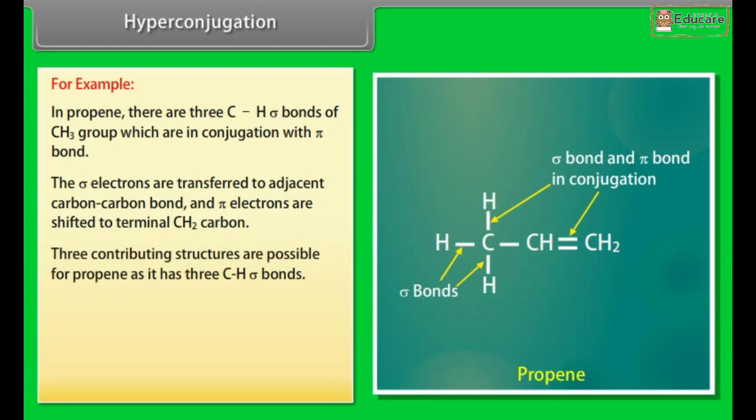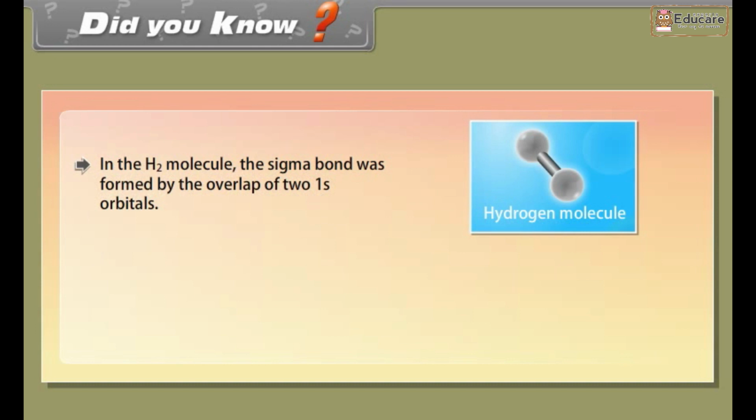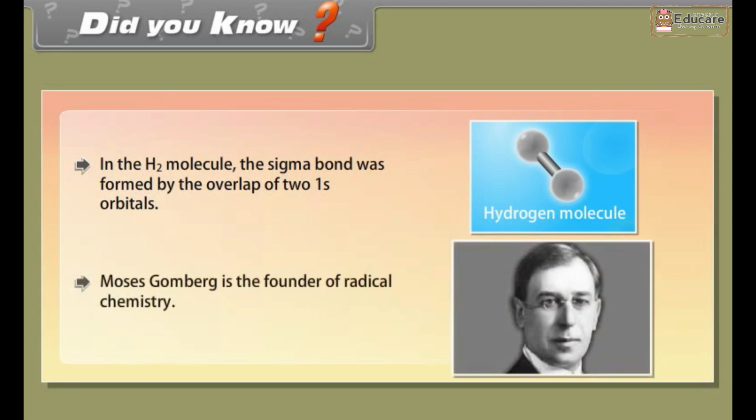Three contributing structures are possible for propene as it has 3 C-H sigma bonds. Due to participation of sigma electrons in delocalization, the bond between carbon and hydrogen does not exist in the contributing structures, due to which hyperconjugation is also referred to as no bond resonance. Did you know? In the hydrogen molecule, the sigma bond was formed by the overlap of two 1s orbitals. Moses Gomberg is the founder of radical chemistry.